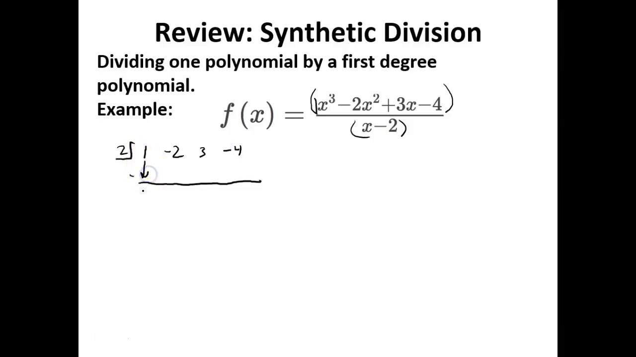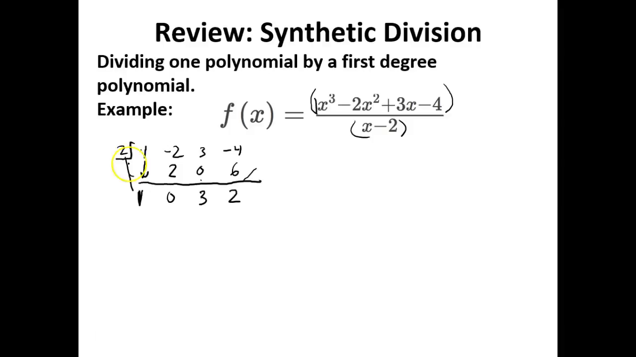Take the 1, drop it down, then take 2 times 1, put it there, 2 times 1 is 2, add. Negative 2 plus 2 is 0. Do the same thing, multiply, add: 2 times 0 is 0, add these, 3 plus 0 is 3. Multiply, 2 times 3 is 6, add, negative 4 plus 6 is 2. The way synthetic division works, after you drop the 1 down, you multiply, add, multiply, add, multiply, add. That's how synthetic division works.